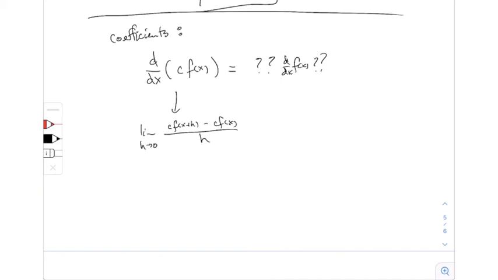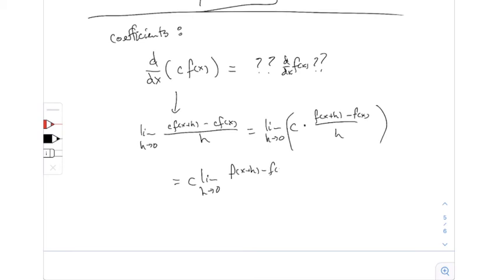The c factors out of the top of that fraction, and in fact, I can just write it like this: c times the fraction f of x plus h minus f of x over h. I factored it out of the numerator. And then this is a limit of two things multiplied together. I guess I should write it that way technically, since I factored it out. It's the limit of the whole thing. But remember, our rules for limits said if you have a limit of a constant times something, that's the same as factoring the constant out of the limit. So this is the same as this: c times the limit of f of x plus h minus f of x divided by h.